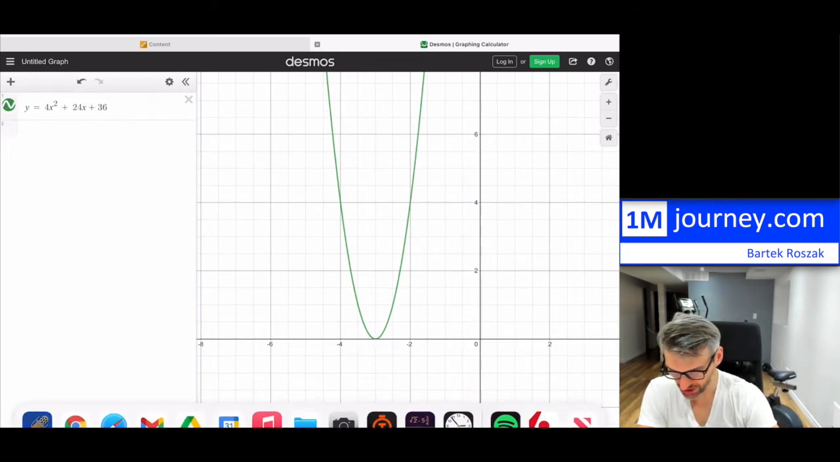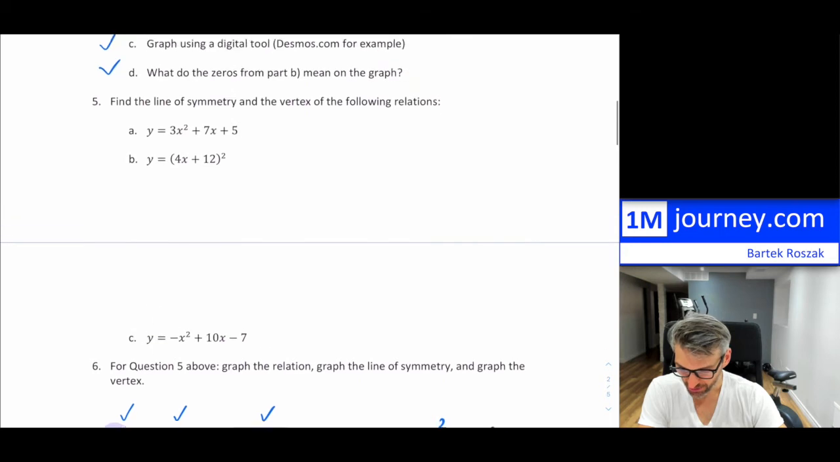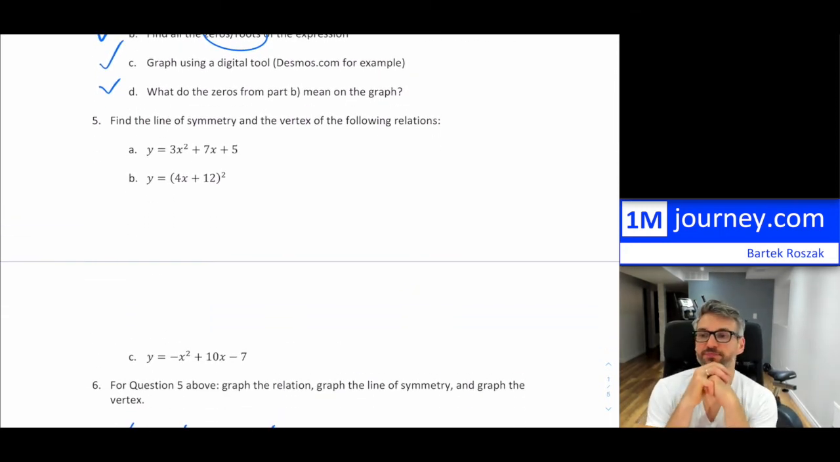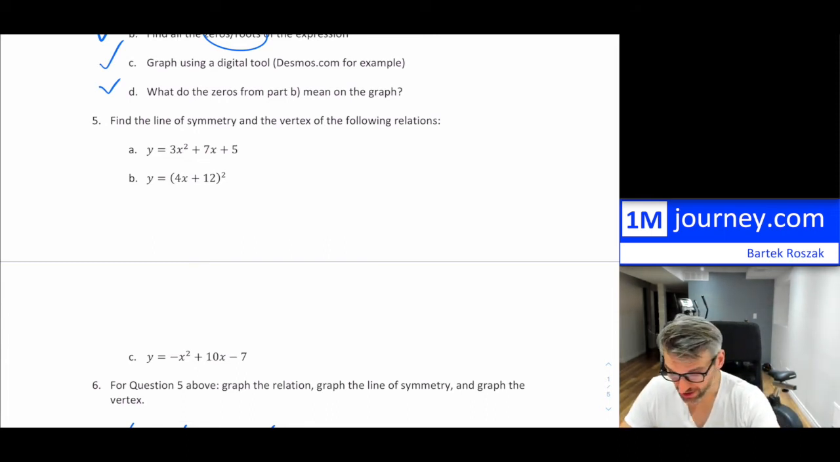I hope that you got a chance to try that. That's a pretty neat question. Question number 5, find the line of symmetry and the vertex of the following relations. Ooh, okay. So this one, I guess, is not as nice. Let's take a look at these.